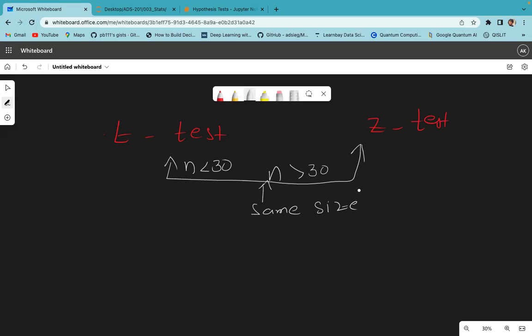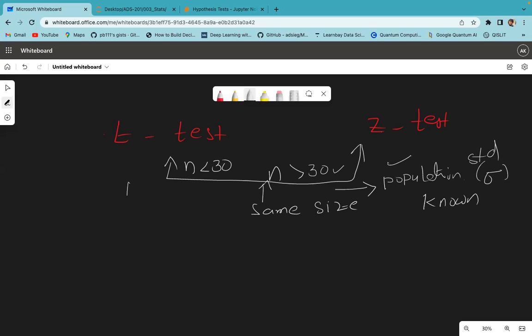And one more thing: the sample size should be more than 30, and one extra qualification we require is the population standard deviation. What is the population standard deviation? It's sigma. You should know sigma, meaning we should know the population standard deviation. If you know the population standard deviation and the sample size is more than 30, then I would like to go for the Z test.